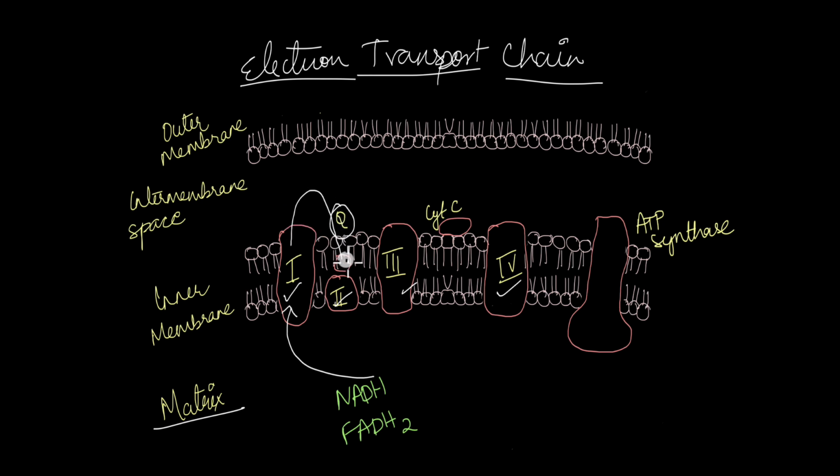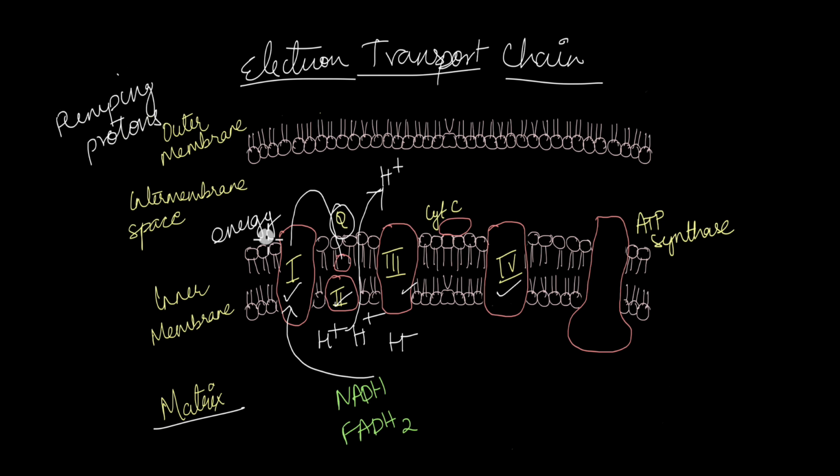And when this transport of electrons is taking place, energy is released. And with the release of this energy, this is used to transport protons that are in the matrix to the intermembrane space. We call this the pumping of protons. So with the energy that is released by the transport of electrons from one complex to the other, protons are pumped from the matrix into the intermembrane space. So the concentration of the protons is going to keep increasing in the intermembrane space while it's going to decrease within the matrix. So this is complex 1, which receives electrons from NADH.